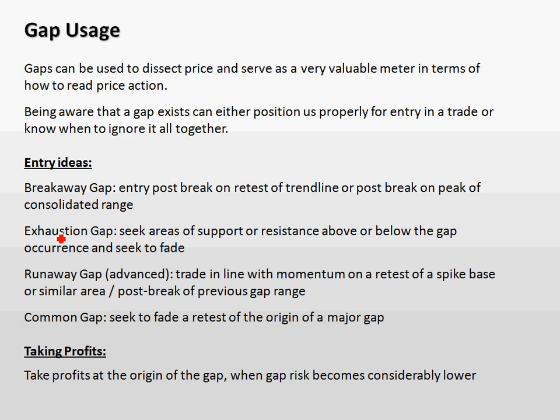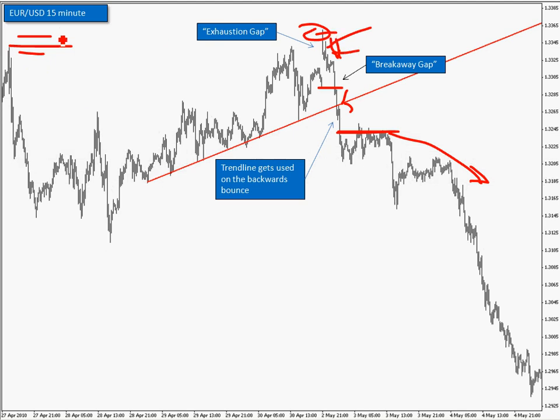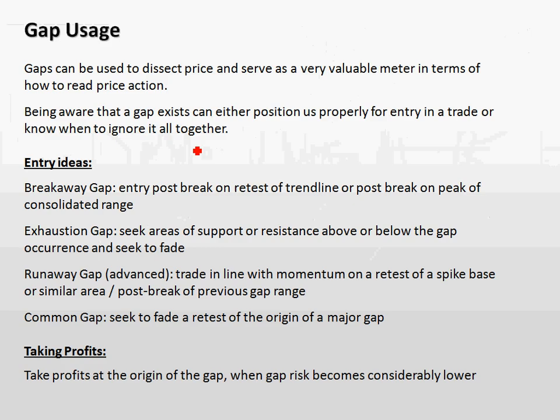All right, you've got an exhaustion gap. Seek areas of support or resistance above or below the gap occurrence and seek to fade. Same thing, sort of going back to our traditional methods here. We're just looking for an area of resistance in order to pick up some order flow.